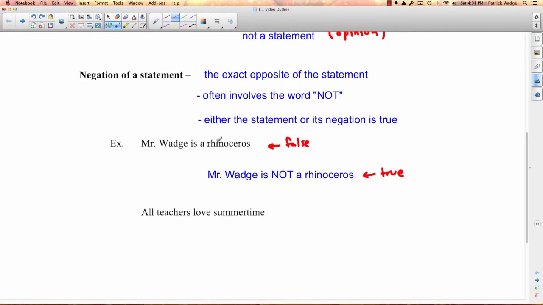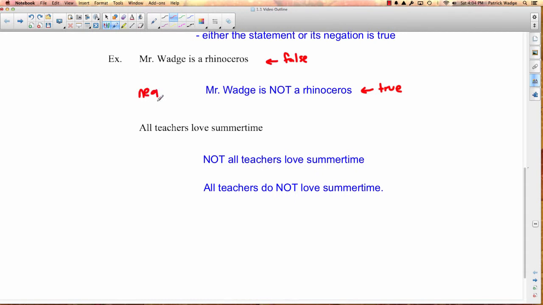So you'll notice that one is false and one is true. This is always going to be the case with statements and negations of statements. One's false, one's true. The first one could be false, right? What if my first statement was this? Mr. Wodge is not a rhinoceros. Then my negation would be Mr. Wodge is a rhinoceros. Okay, so this is the negation here that we're interested in.